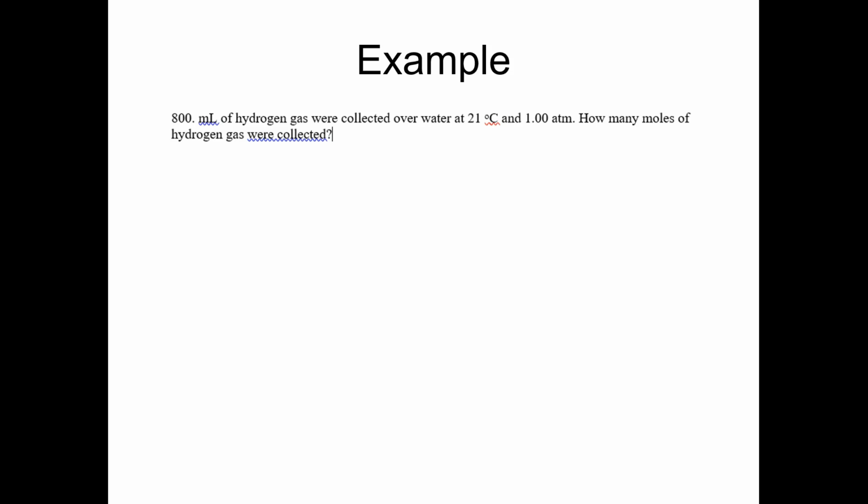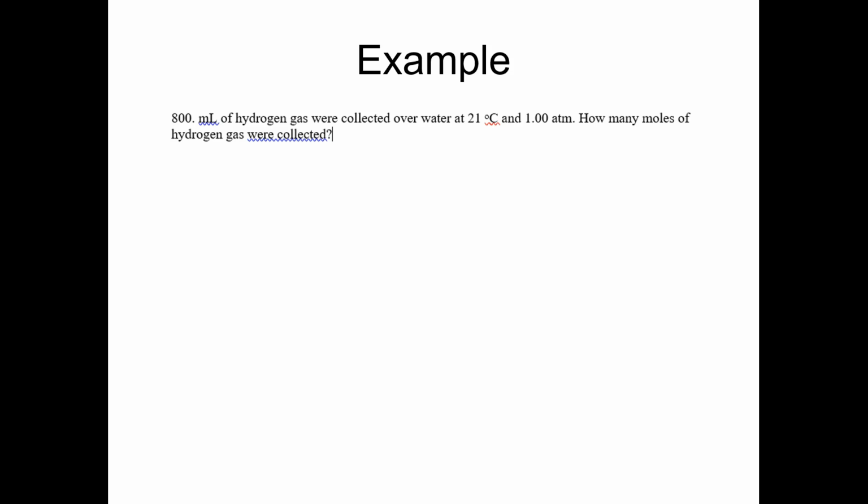So I've just written this problem to mimic what we did in first period earlier this week, and that is we generated 800 mL of hydrogen gas, and we collected it over water, and we looked at the thermometer, and we found that it was 21 degrees in the room, and we just assumed, because my barometer is broken, that it's 1 atmosphere of pressure. How many moles of hydrogen gas were collected?